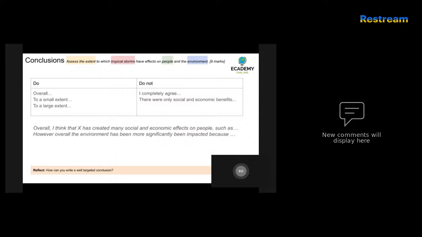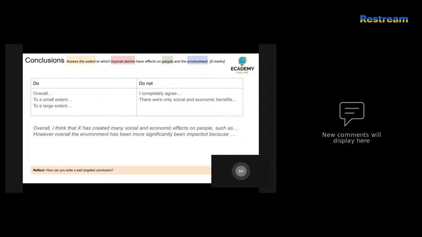Here's an example of one that you could write potentially, but remember that this is not an answer. Okay, so I've written here, overall, I think that X, that could be a hurricane, has created many social economic effects on people, such as, or you might say economic impacts on people, such as, and then mention some. And then you could say, however, overall, the environment has been more significantly impacted because. Now, that's not the right answer, but I'm just trying to give you a sense of what you could potentially write.